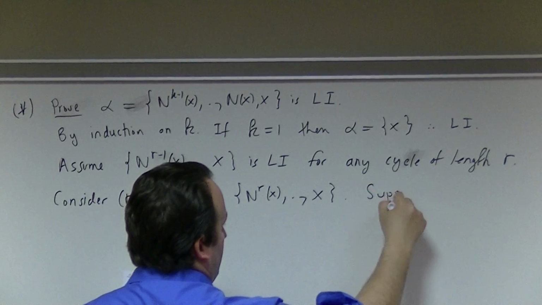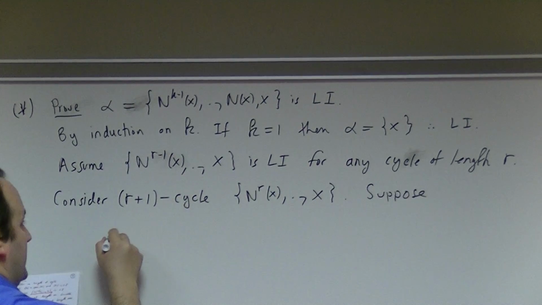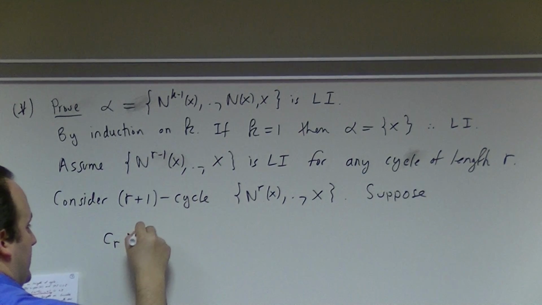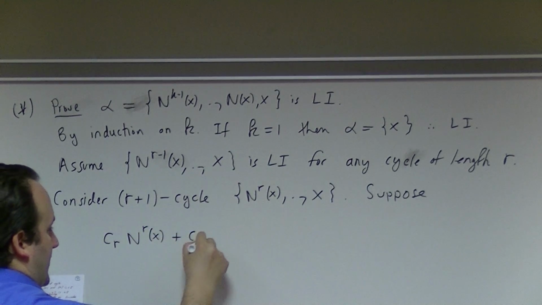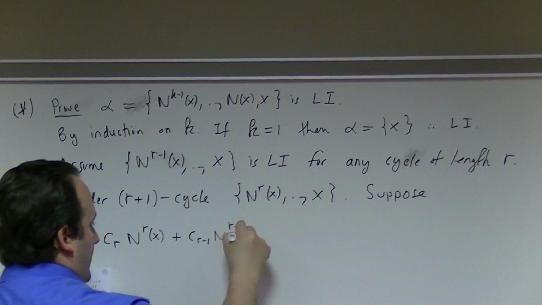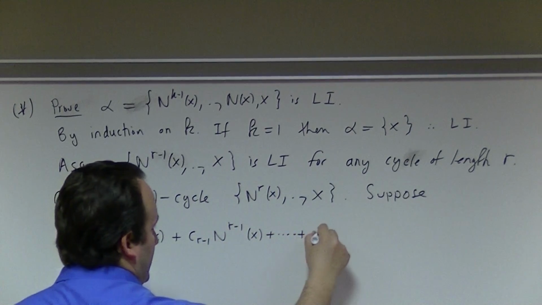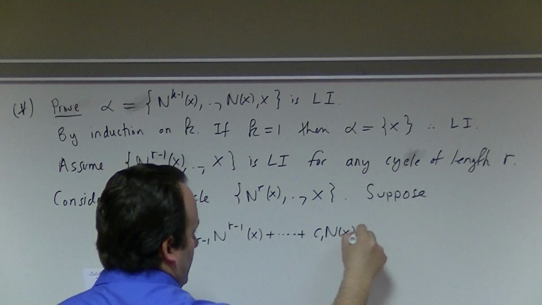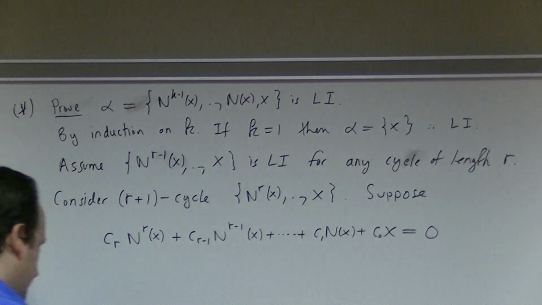And so suppose, now we'll do what we usually do. I'll use c sub r and compose with itself r times acting on x, plus c sub r minus 1 n^(r-1) acting on x, plus and so on, plus c1 n of x plus c naught x equal to 0. All right?